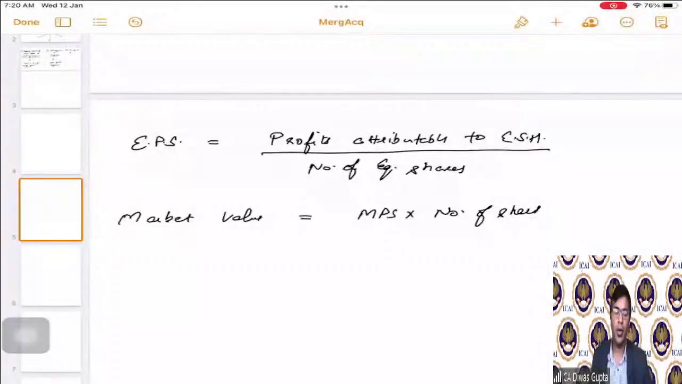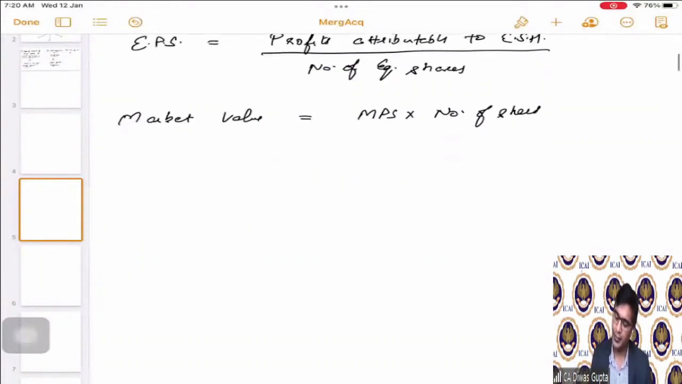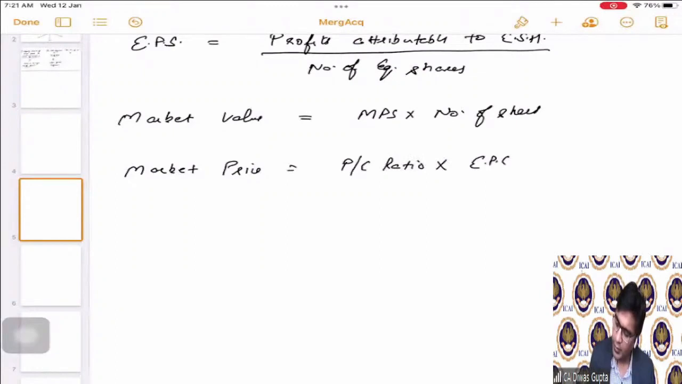I'm just trying to brush up all the formulas here so that we are ready, at least from the understanding point of view. And can we also say that using the PE ratio, if we have to calculate the market price, then PE ratio multiplied by earnings per share will give us the market price. Correct, students? Because what is PE ratio? PE ratio is MPS divided by EPS. So if we have to calculate the MPS, then we will take the market price.